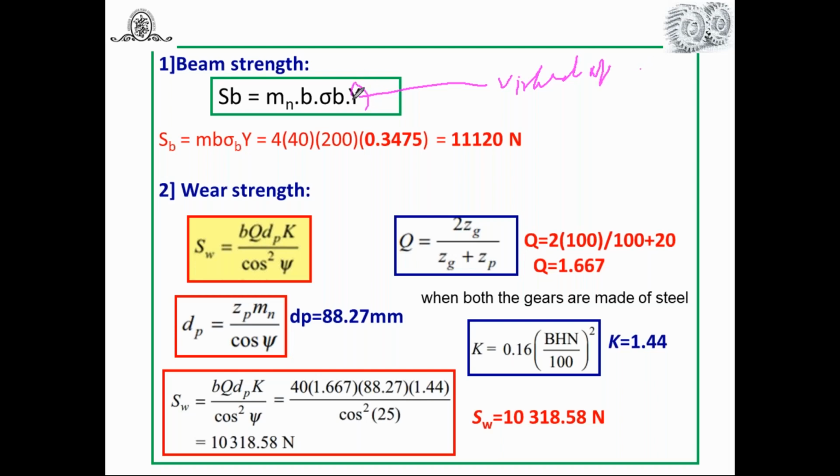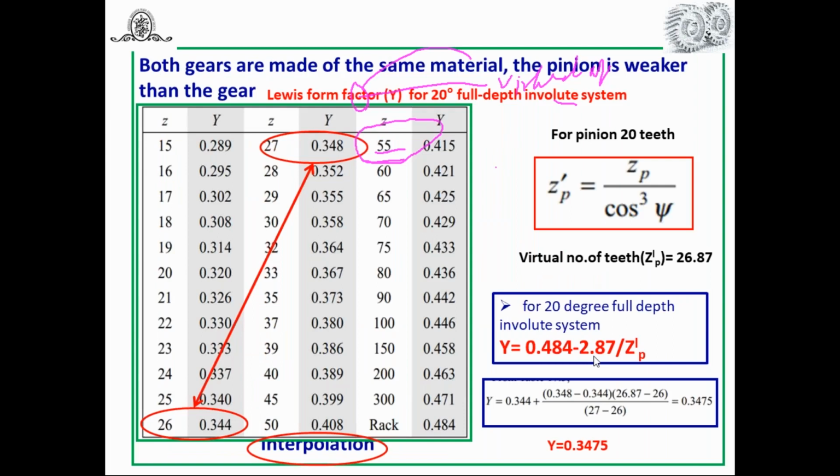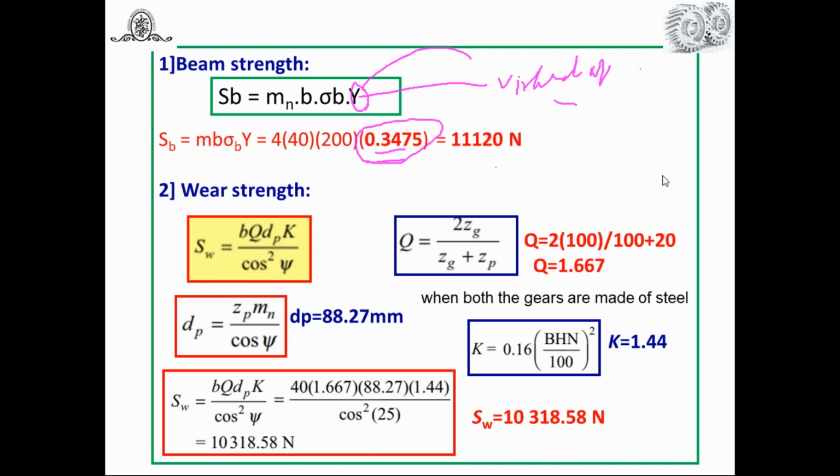We have calculated its value by first calculating the virtual number of teeth on the pinion and referring to the chart, and that value we are going to use. Again here I am referring to the value of Y dash based on the virtual number of teeth from the table, that is 0.3475. If you don't have a table, you can calculate it using the formula Y is equal to 0.484 minus 2.87 upon ZP dash, and use that value here. Right, understand?